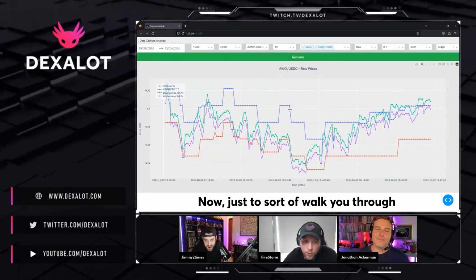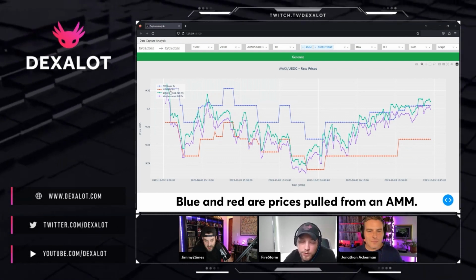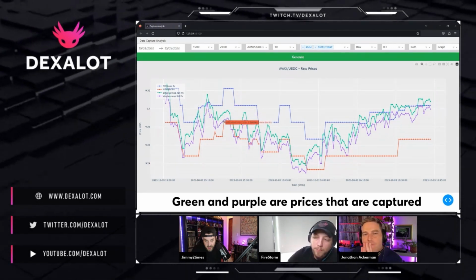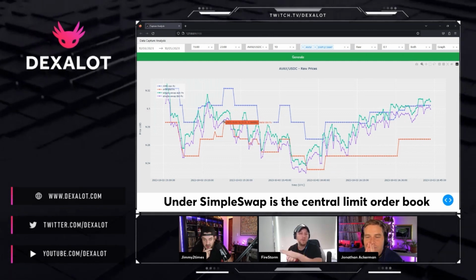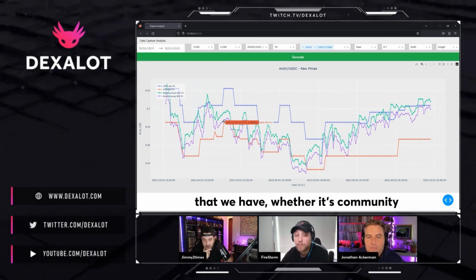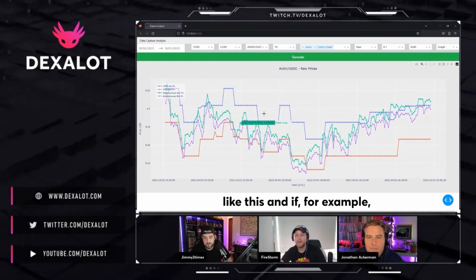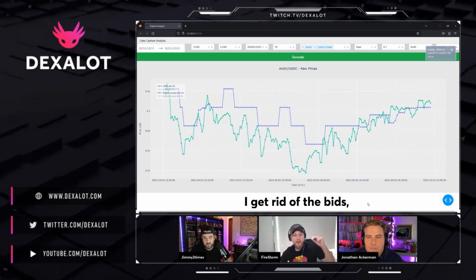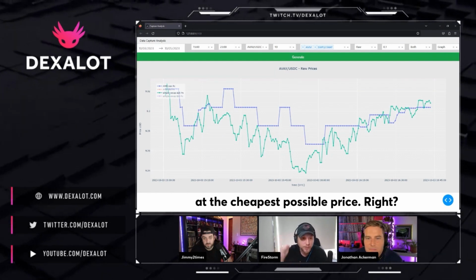Now, just to walk you through what this price tells you, blue and red are prices pulled from an AMM. Green and purple are prices captured from SimpleSwap. Under SimpleSwap is the central limit order book liquidity provided by the market makers that we have, whether it's community or contracted, doesn't matter. And when you look at prices like this, if, for example, I get rid of the bids, the best way to buy is at the cheapest possible price, right?